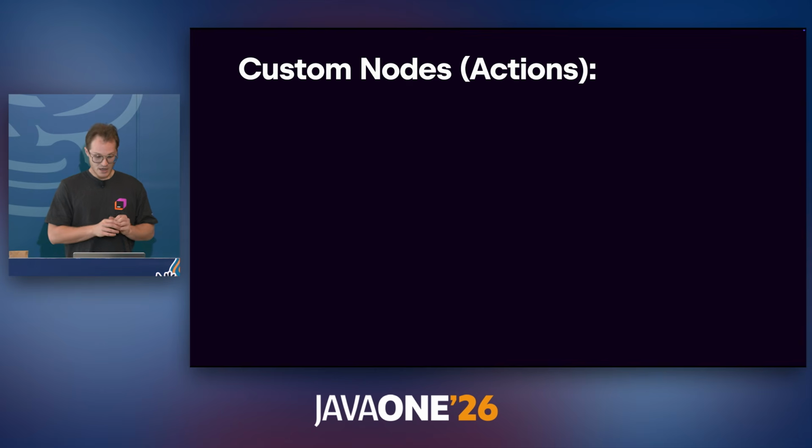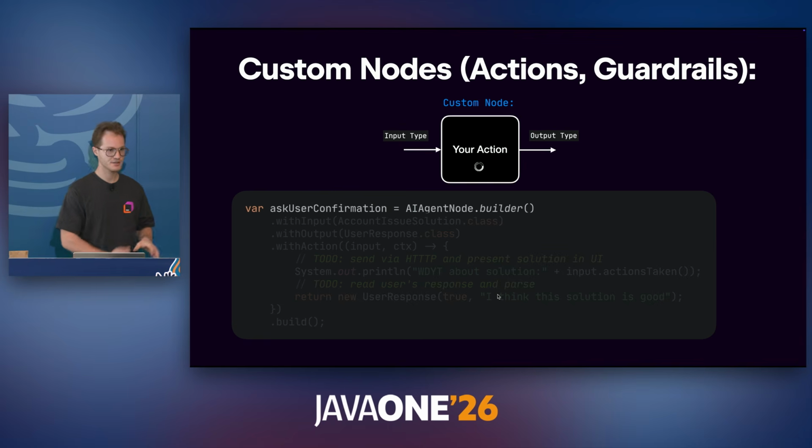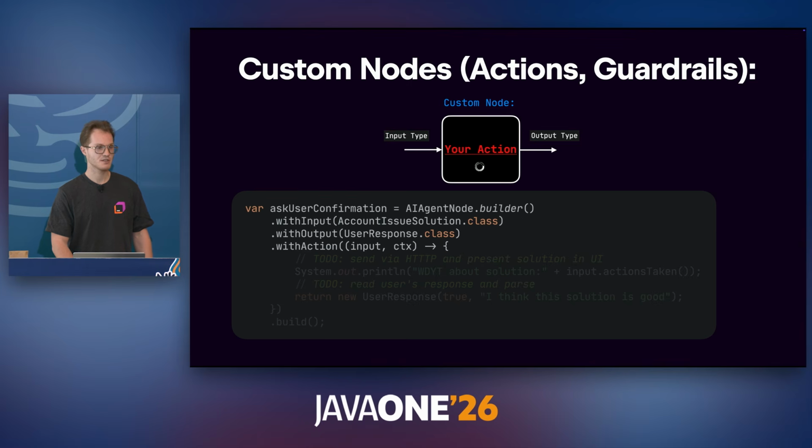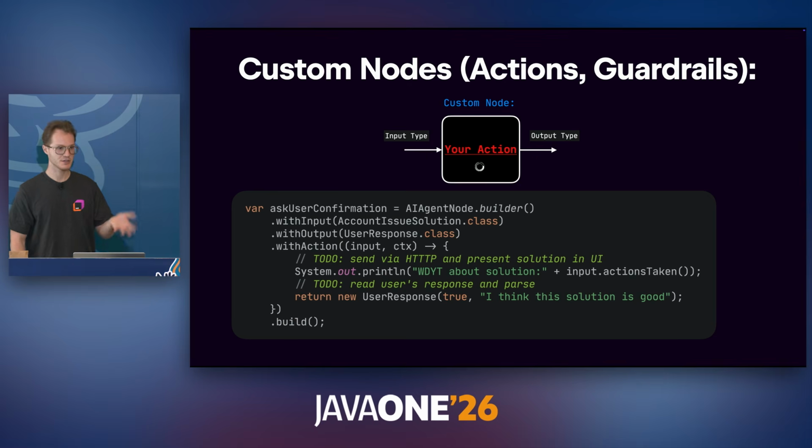So, of course, you're not just limited to autonomous subtasks or steps. You can even build your custom nodes, which are either actions that you can put anywhere in your strategy, or some guardrails that you can also build and put somewhere, tailored for your specific case that you are solving. So for that, you are using AI agent node.builder with the input class, with the output class, and then with the action, which is just a lambda or function that you can code in Java. And you can do anything like, for example, asking the user for some feedback and getting back the feedback and then providing it further to the agent. And then you build.